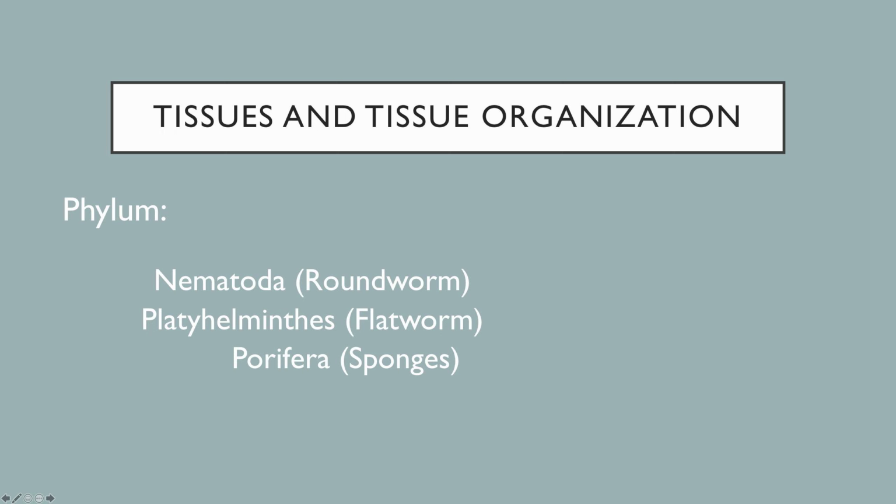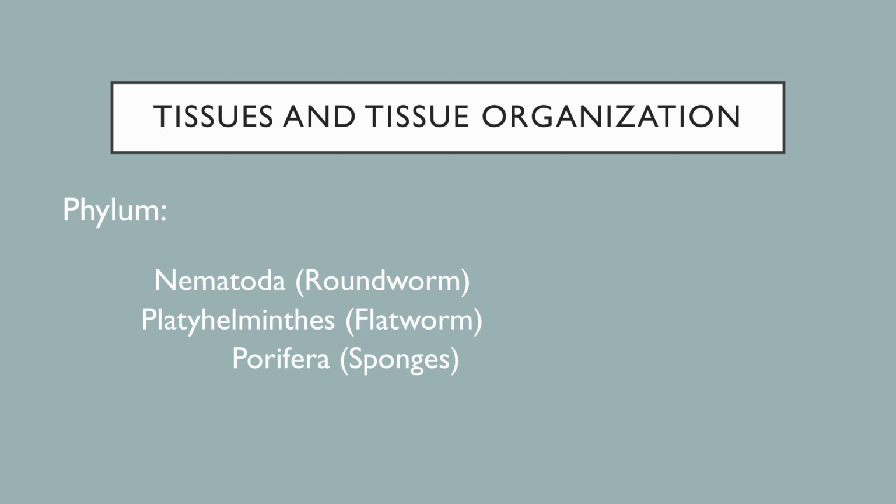I chose the tissues and tissue organization system, along with phylum Nematoda, the roundworm, Platyhelminthes, the flatworm, and Porifera, the sponges. The cells of most animals are organized into tissues, which are groups of similar cells that act as a functional unit. I will be discussing the different tissue layers of the phylum, along with their body cavities that are surrounded by these tissue layers, and the muscle tissues and nervous tissues.